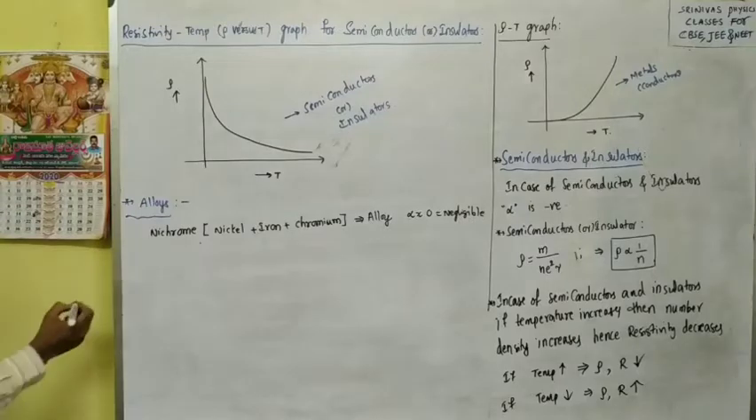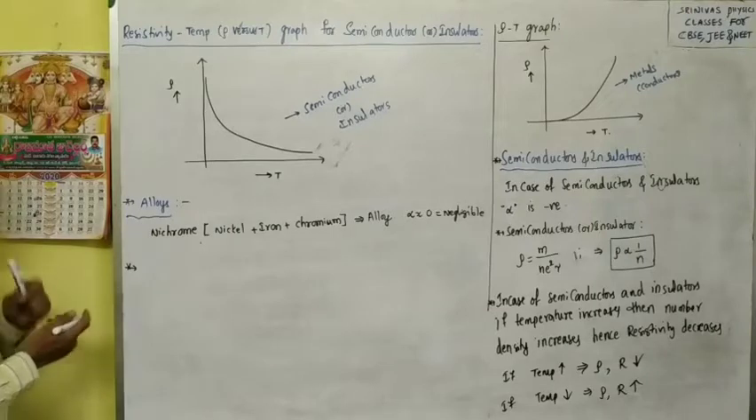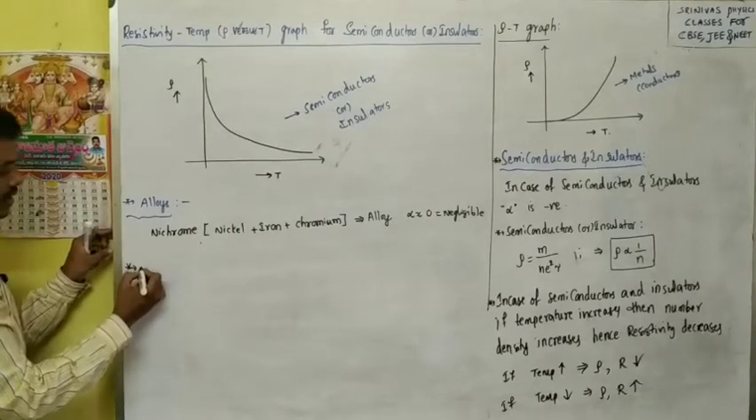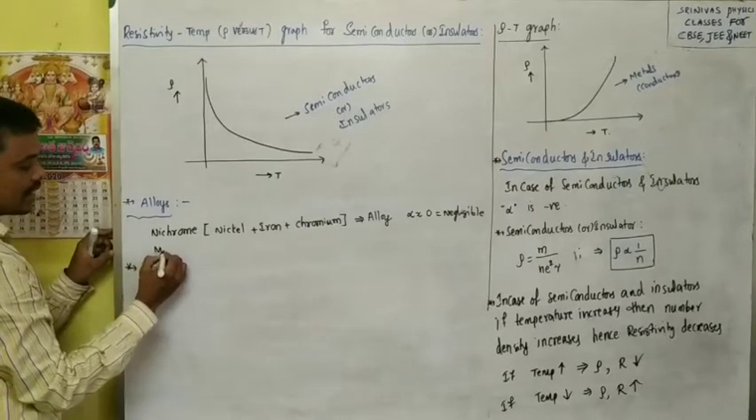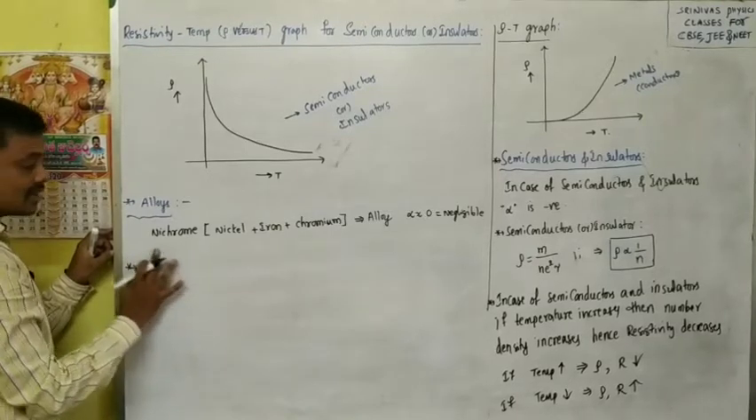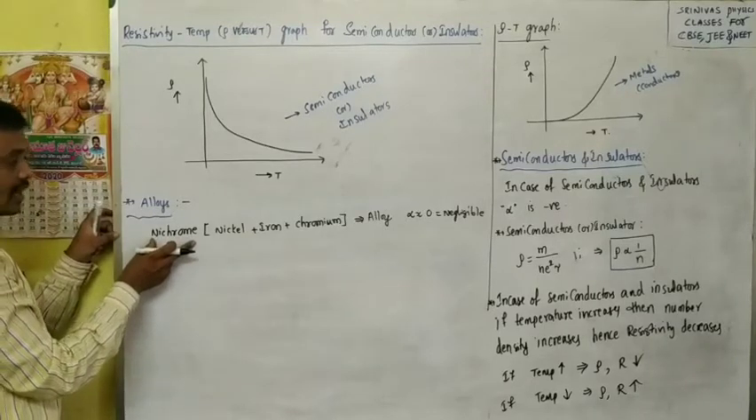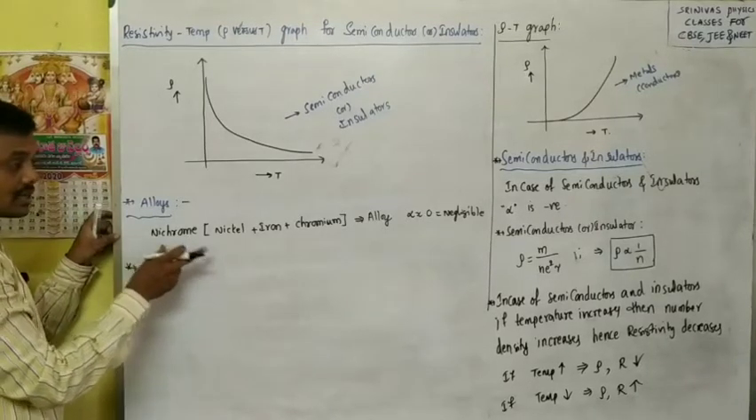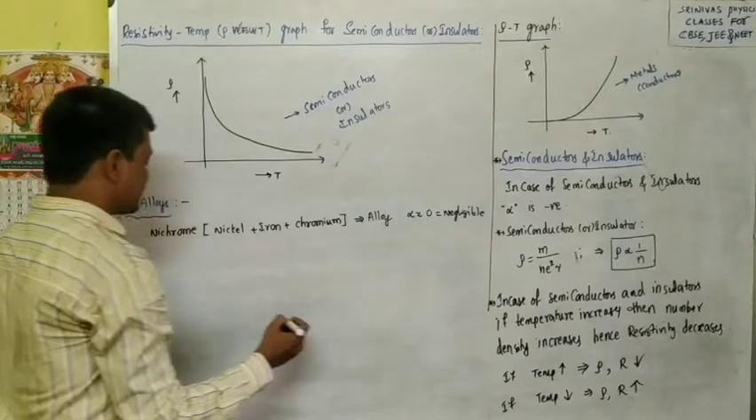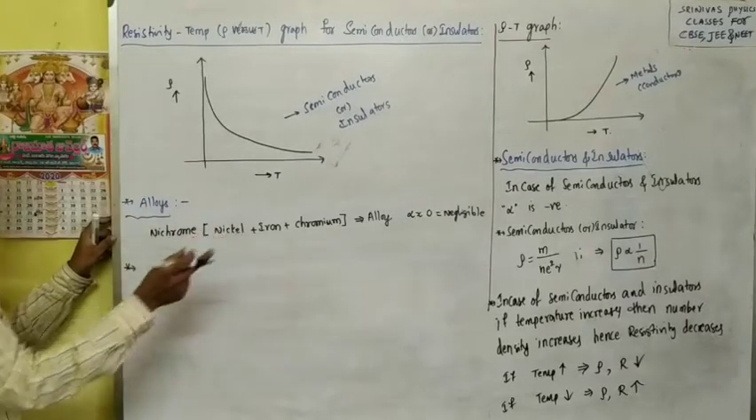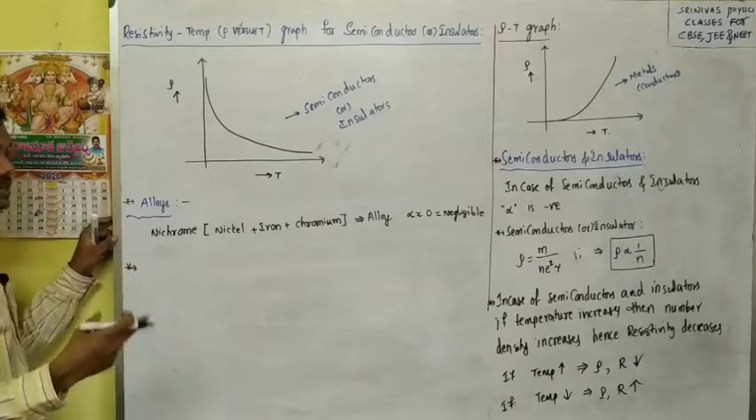Let us see. In case of alloys, what happens? Resistivity is almost independent of temperature. This nichrome, or manganese or some others, are constant and useful to make standard resistors. They have high resistivity and the least temperature coefficient. Alpha is very less, nearly 0. That's why they are used to make standard resistors. Manganese wire is used to make standard resistors like rheostats.